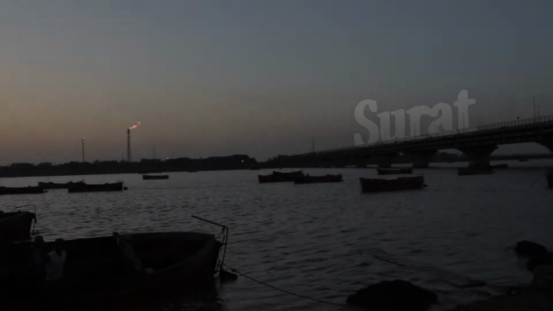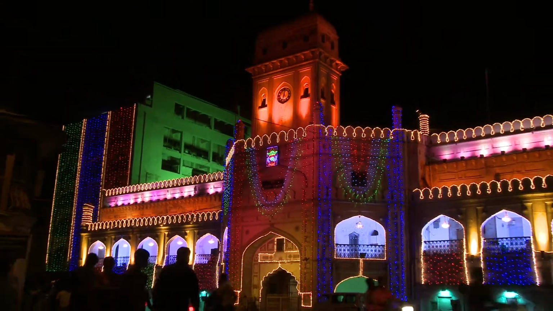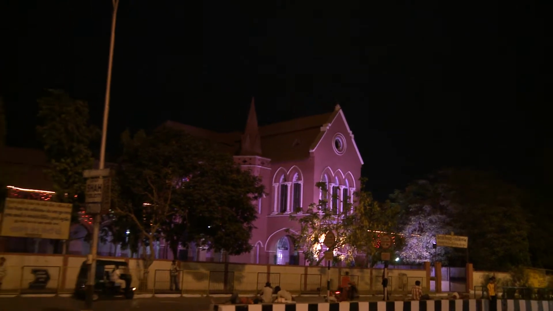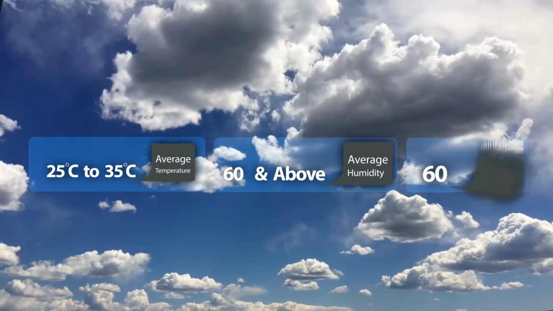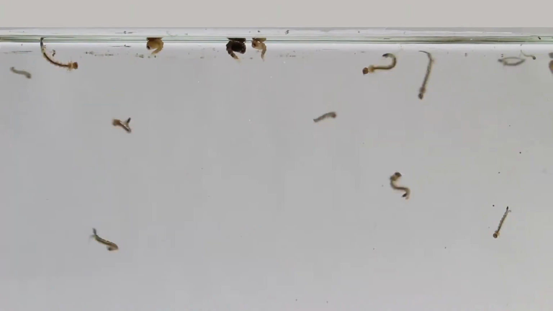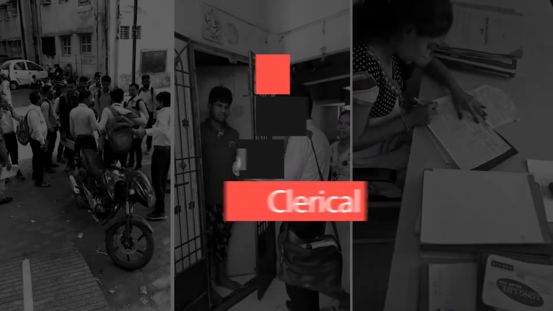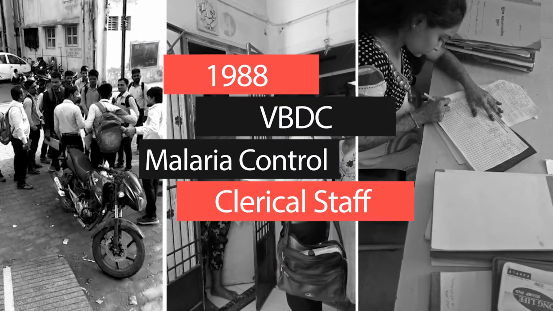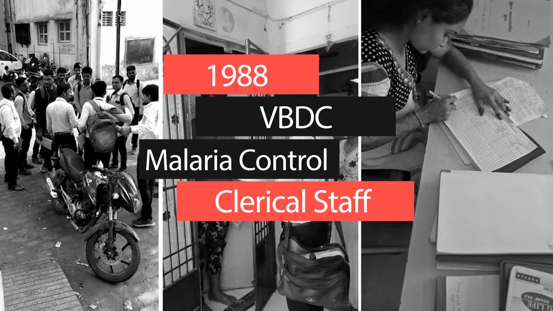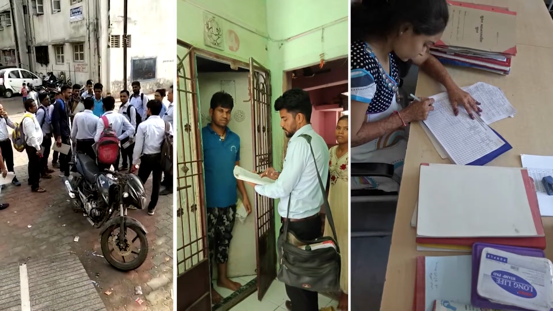Surat, located on the bank of River Tapi and embracing the oldest municipality, stands as one of the most ancient cities. Surat has favorable climatic conditions for the emergence of different vectors and vector-borne diseases. From the year 1988, the Vector-Borne Disease Control Department started malaria control activities with a few clerical staff, and with the expansion of the city, SMC has strengthened that surveillance system.